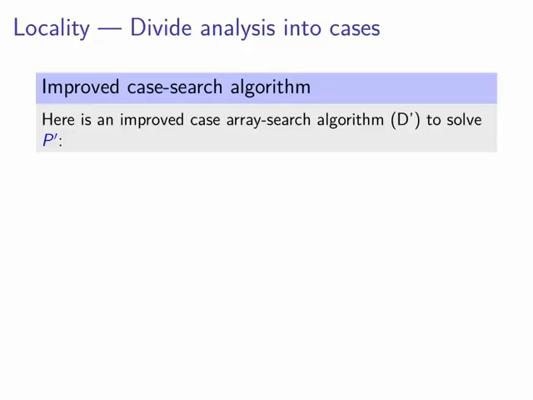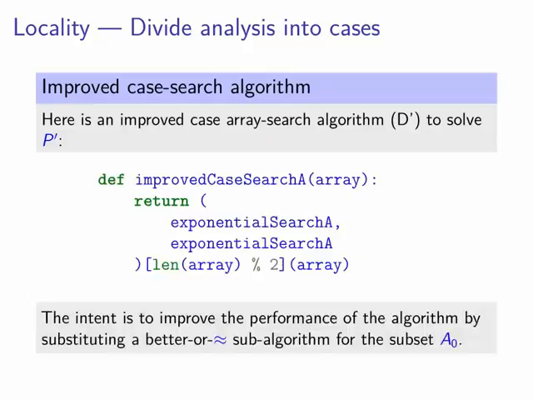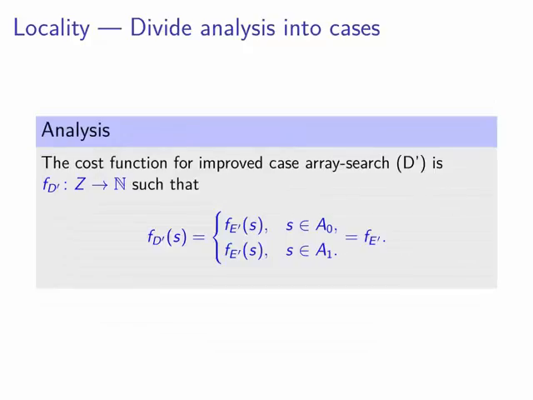Here's an improved version of the case array search. In this version, we have replaced the linear search with exponential search. So actually this is equivalent to just doing exponential search, but the casing is still there. And the cost function then is the same as the exponential array search.